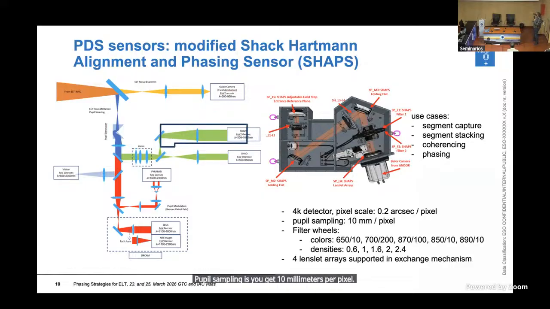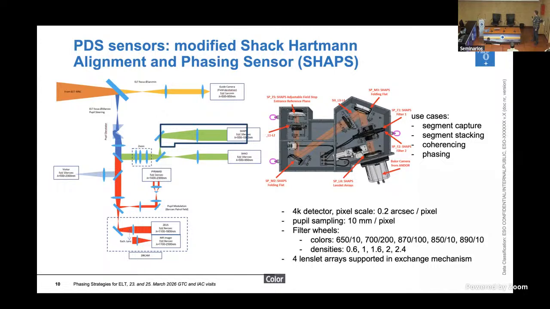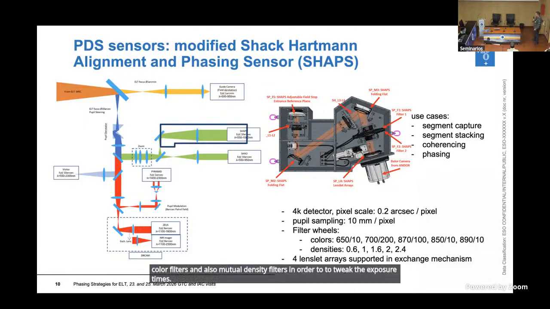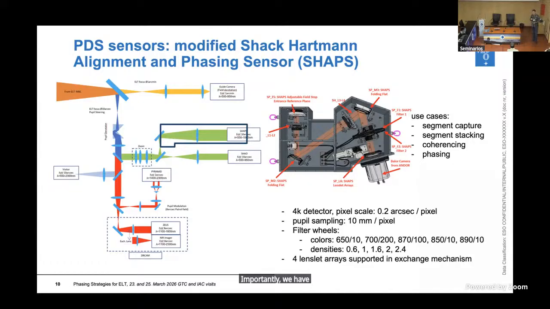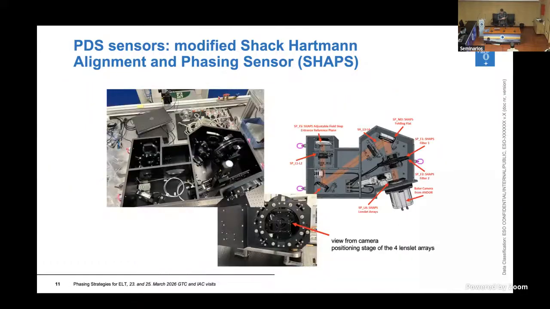Then you see there's a plane where filter wheels are located. We have various color filters and also neutral density filters in order to tweak the exposure times. Importantly, we have not only one density array, because there are pros and cons of a given solution. You have two, and in an empty space, we have baseline now 3 density arrays and an empty space. But the mechanism holds up to 4 density arrays.